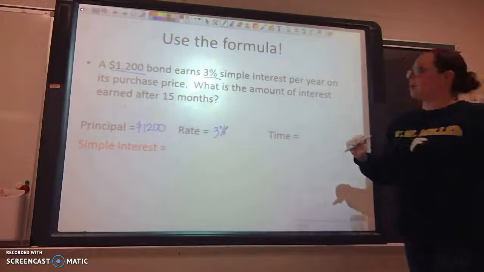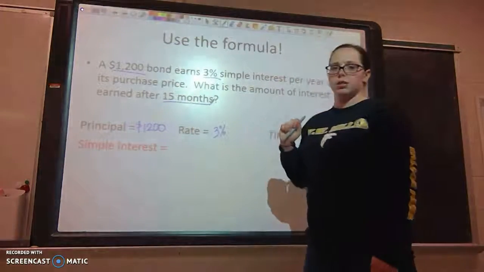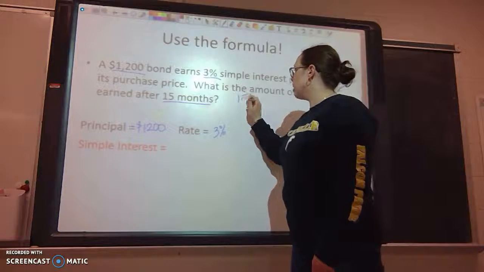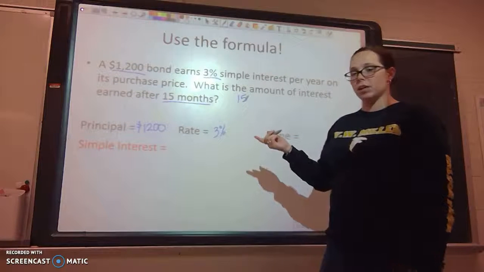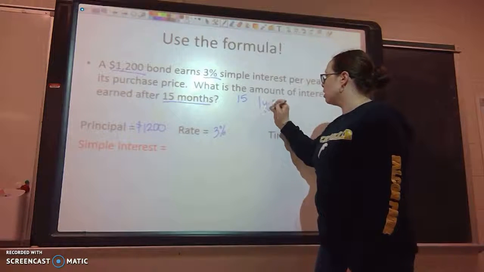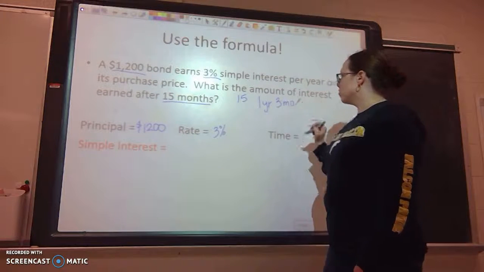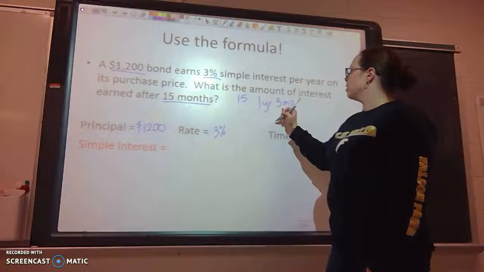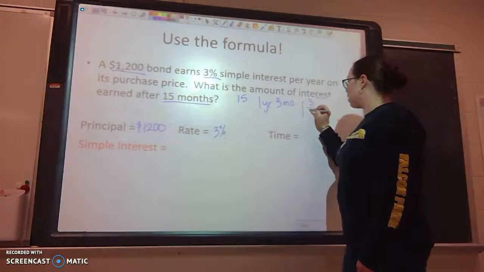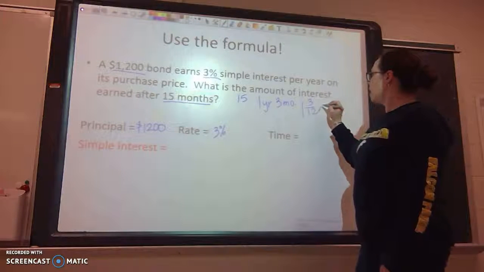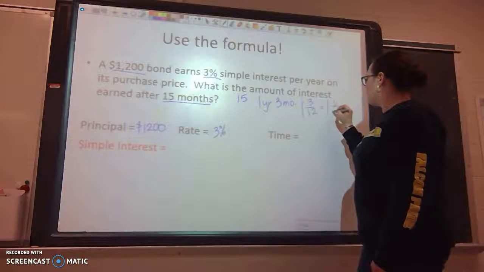And then per year, what is the amount after 15 months? So 15 months, how many months in a year? 12 months in a year. So that's 1 year. 15 minus 12 is 3 months. Well, 3 is out of a total of 12 months. So it should be 1 and 3 out of 12, which can be simplified by dividing both by 3, and 1/4.